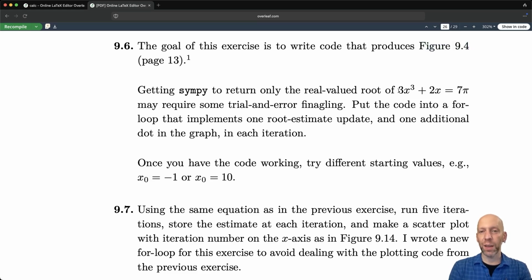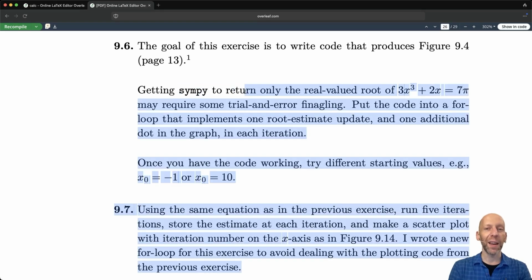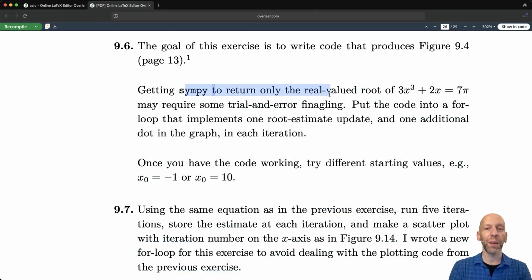And basically, it's just visualizing Newton's method iteratively on this equation here. So 3x cubed plus 2x equals 7 pi. Now, we are only interested in the real valued root of this equation. So where this equation crosses the y equals 0 line. Now, there's going to be three solutions in total, two of which are complex valued and one of which is real valued. So you have to figure out how to get SymPy to return only the real valued root.